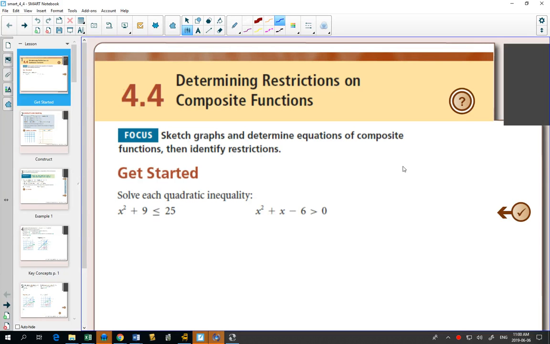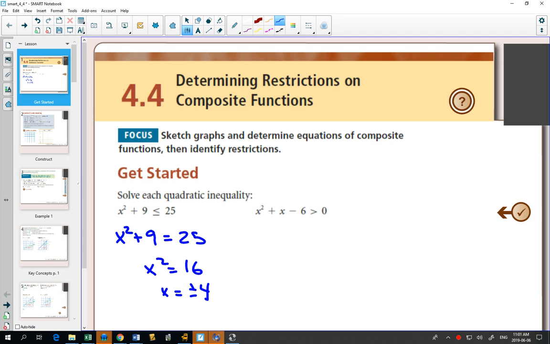Solving quadratic inequalities is like solving quadratic equations. So if this was x squared plus 9 equals 25, if it was an equals sign, could you solve it? Yes. You'd move the 9 over, square root both sides, not forgetting the plus or minus, and you'd get x equals plus or minus 4. That tells us where they're equal. We want to find out where it is less than or equal to 25.